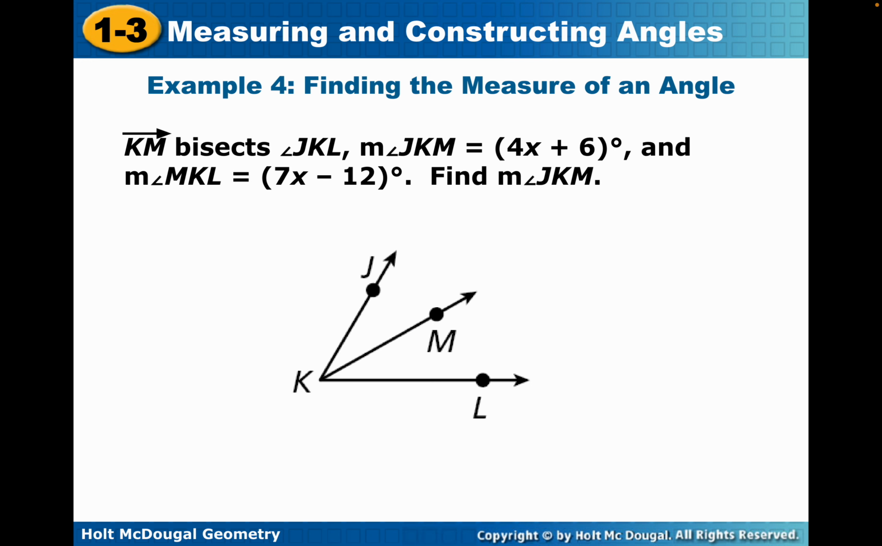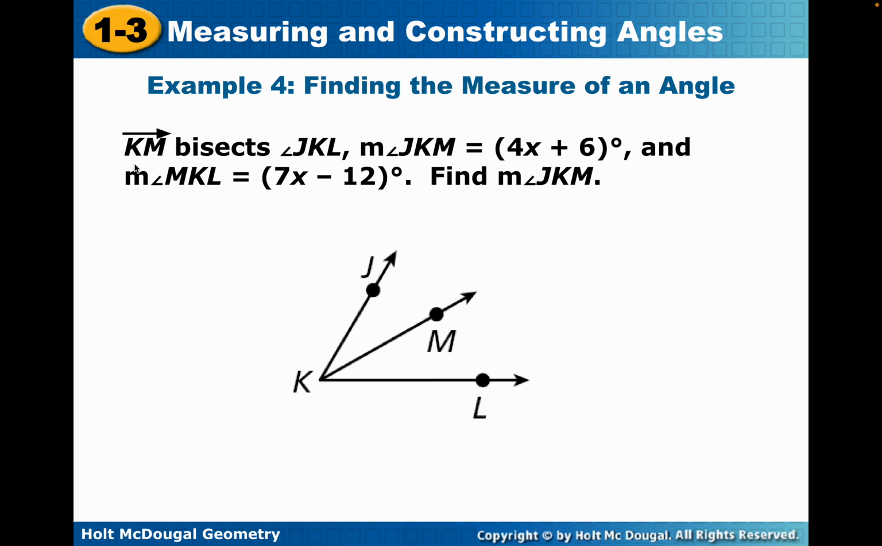So let's go ahead and look at this example right here. We have KM bisects angle JKL, and the measure of JKM equals 4x plus 6, and the measure of MKL equals 7x minus 12. Okay, so if it says JKM, okay, that's this angle right here, that's 4x plus 6. All right, then it says MKL is 7x minus 12. So that's going to be this angle right here. All right, it tells us that KM is an angle bisector.